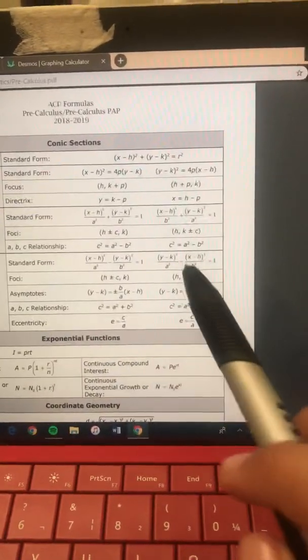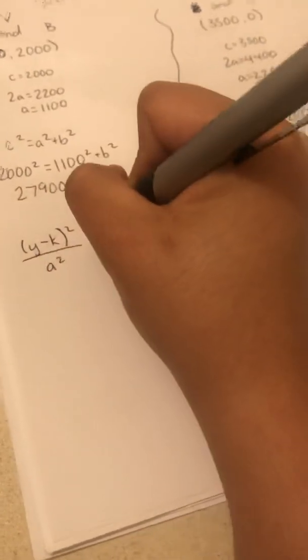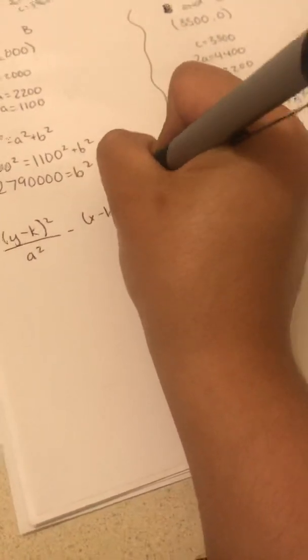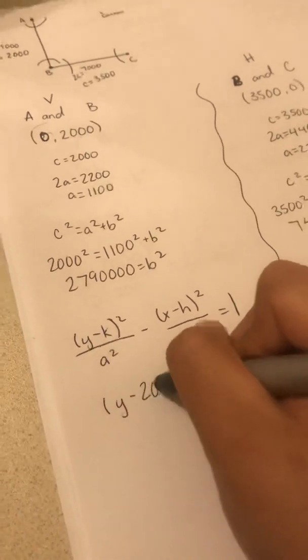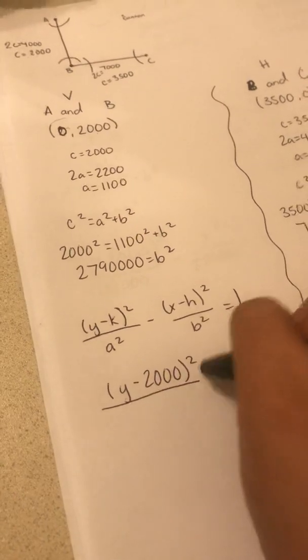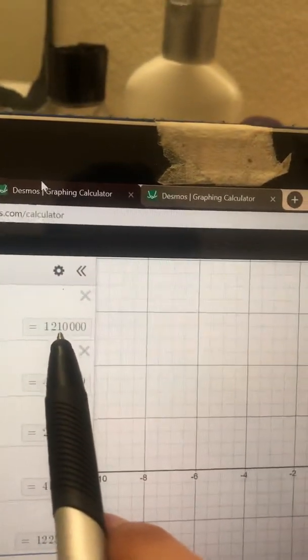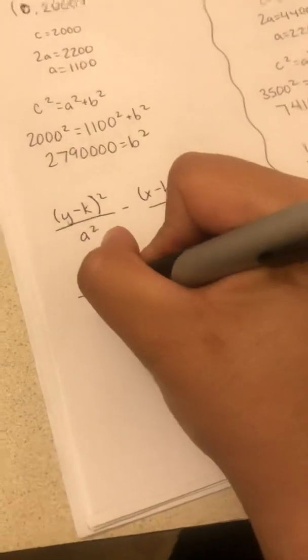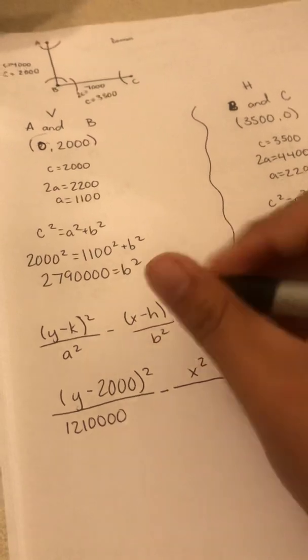And since this side of the formula chart is horizontal, then of course this side is going to be vertical, so that's going to be used for A and B. So let's copy that down. (y minus k) squared over a squared minus (x minus h) squared over b squared. And now we just substitute in. So (y minus 2,000) squared over a squared, and a squared equals 1,210,000. So we're just going to write that minus x squared, since h is just 0, we don't have to write that, over this.